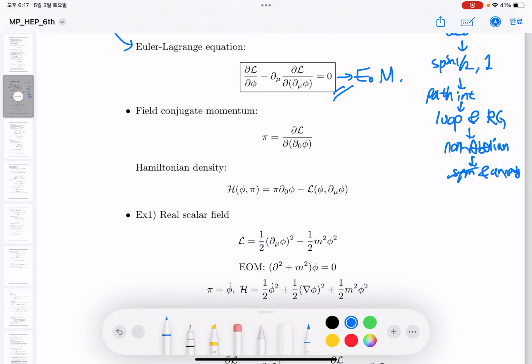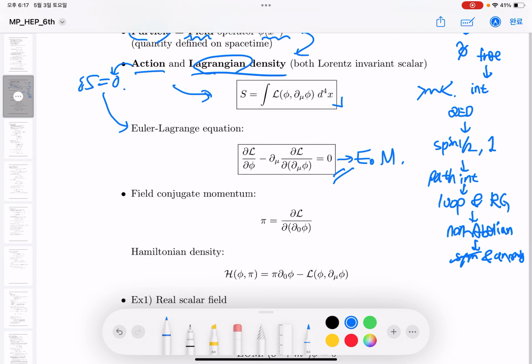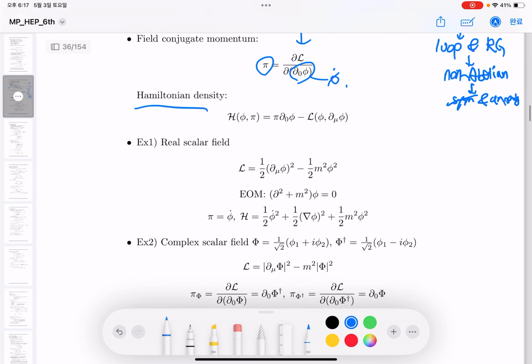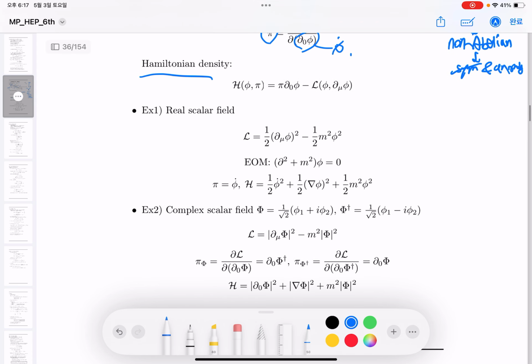And similar to classical mechanics, from the Lagrangian we can define the Hamiltonian density. The field conjugate momentum is defined like that, the derivative of the Lagrangian with respect to phi dot. And the Hamiltonian density can be obtained by the Legendre transformation. That is the same. So here are two examples.